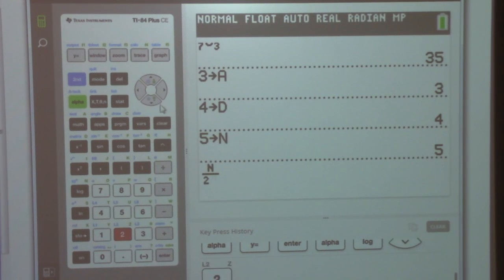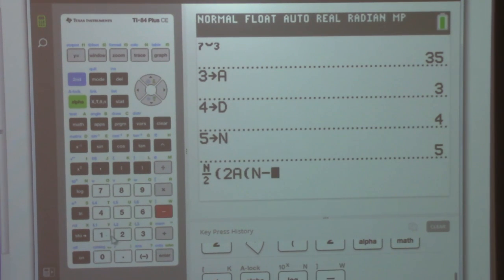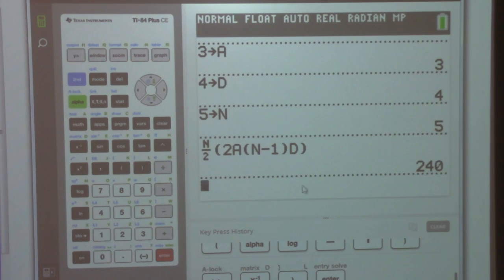Over 2. You got that already? Well, it should be. N over 2, and that's going to be times 2A. 2A plus N minus 1 times D, and there it is. Is that everything there? Yeah. So we enter, and so we get that.